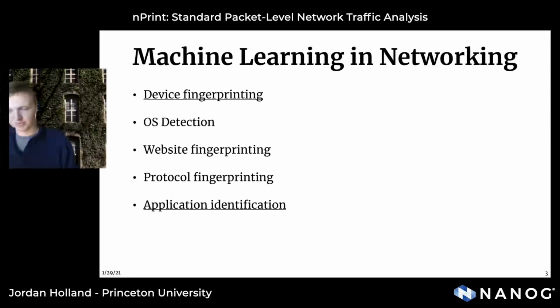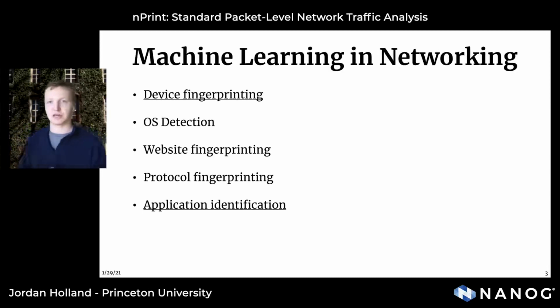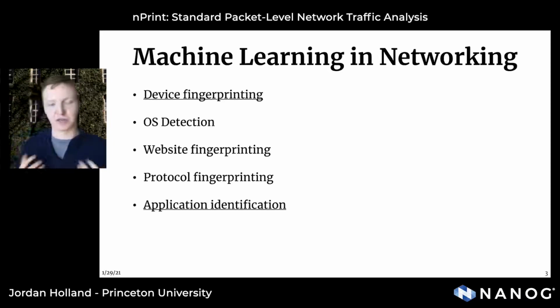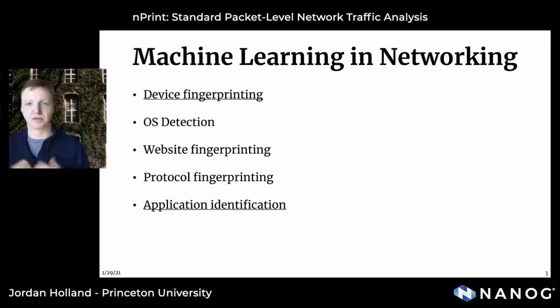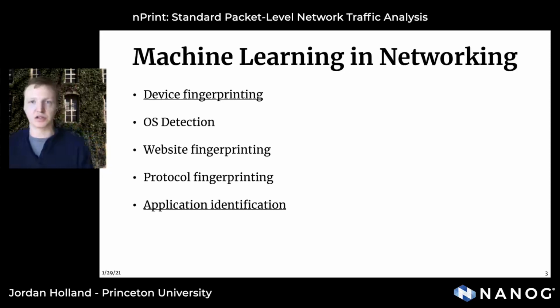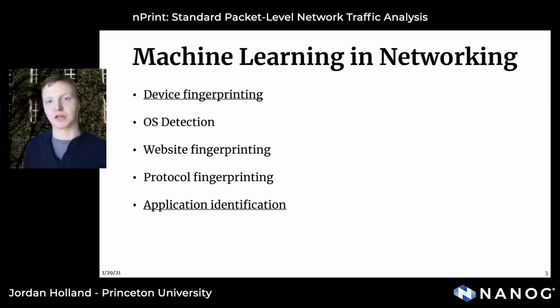So a little bit of background and motivation. At the intersection of machine learning and networking, there are really an endless amount of applications of machine learning to network traffic. Some we're going to look at today include device fingerprinting, application identification. Others include OS detection, website fingerprinting. So can I fingerprint the website you're going to based off of just your traffic pattern? We have protocol fingerprinting. Like I said, this is such a large intersection, with so many use cases for applying machine learning to network traffic, that if we can do it in an easy way, we may enable rapid innovation in this space.